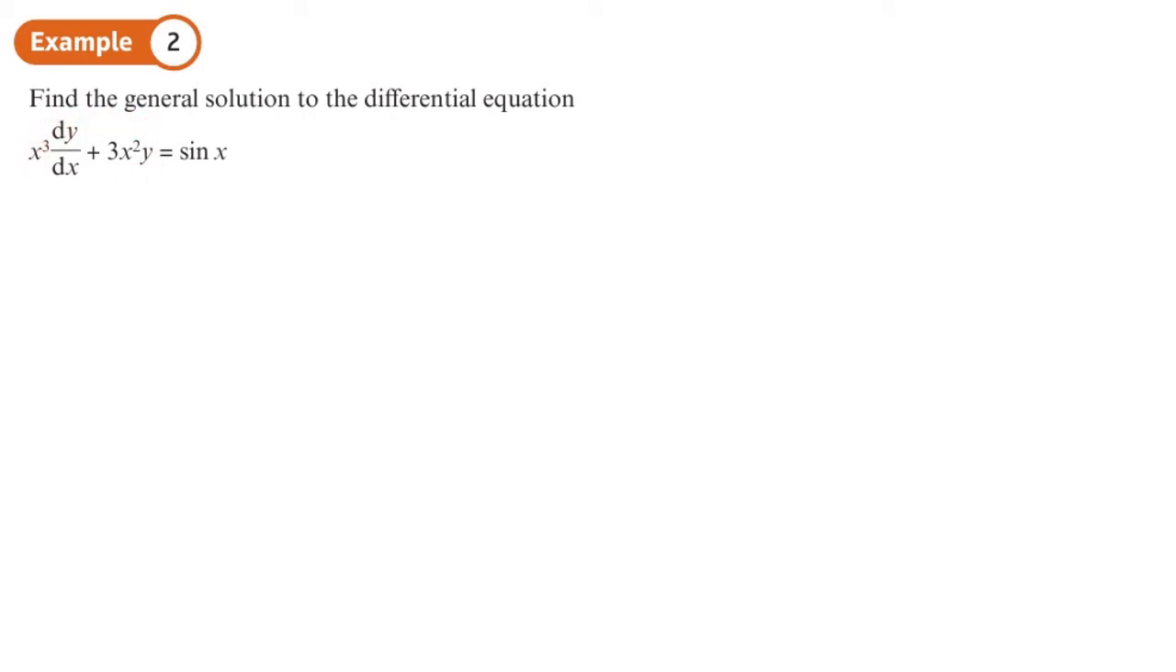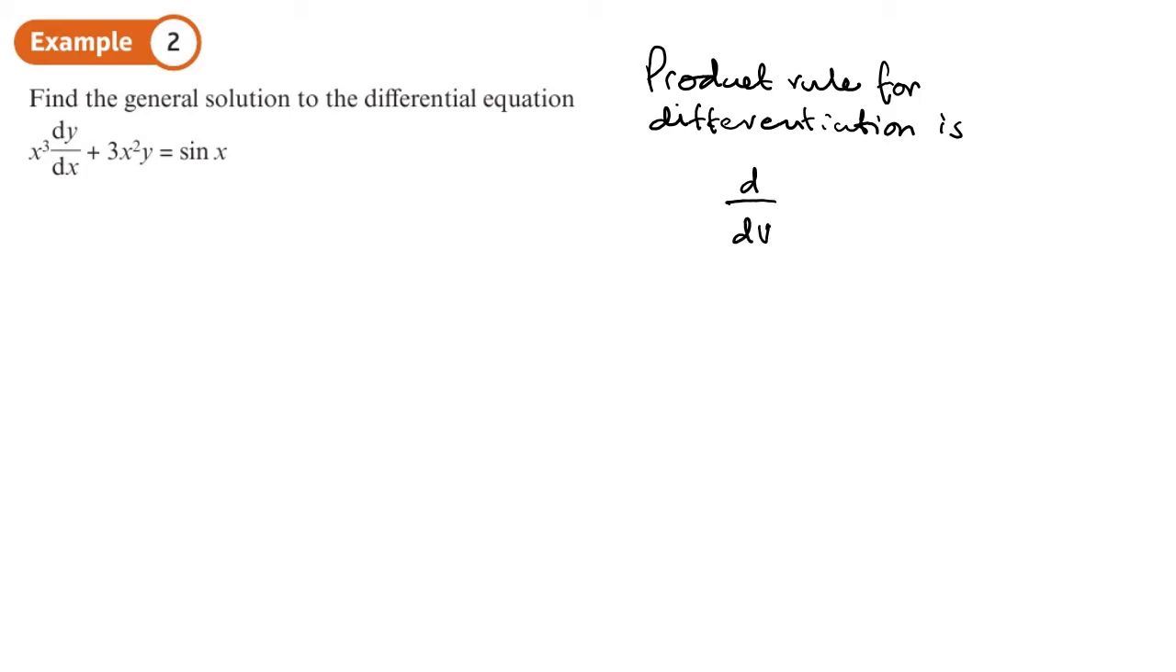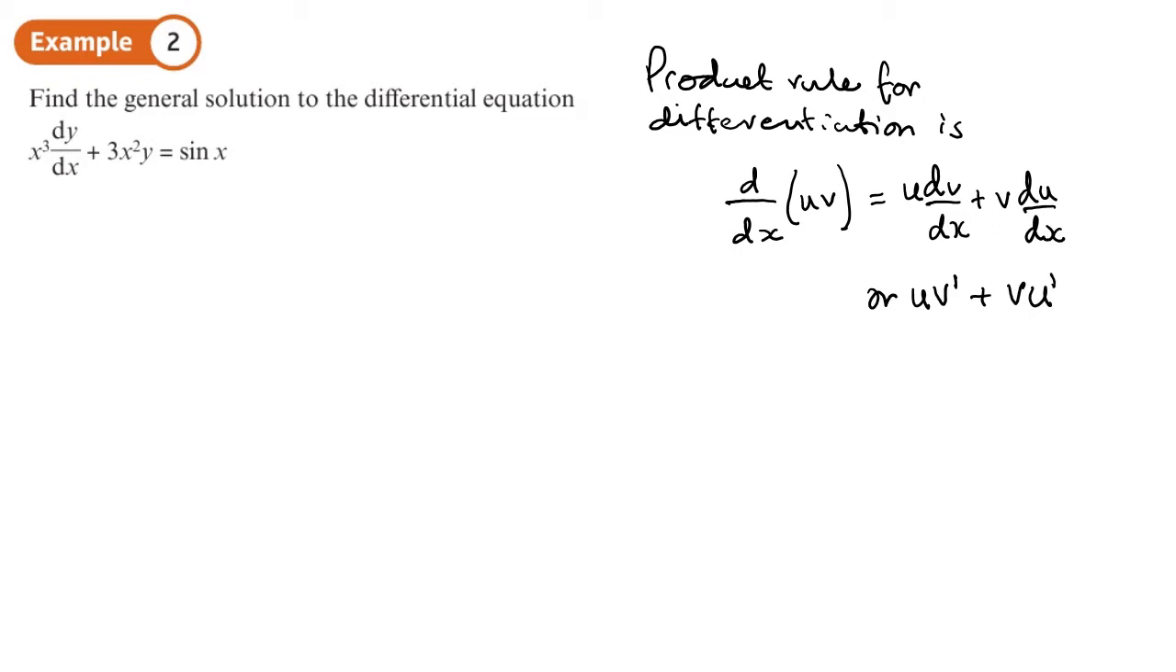So I'll just remind you that the product rule for differentiation is when you differentiate a product with respect to x, something like this, then we end up with u dv dx plus v du dx, or you could write it as u v dash plus v u dash, something like that.